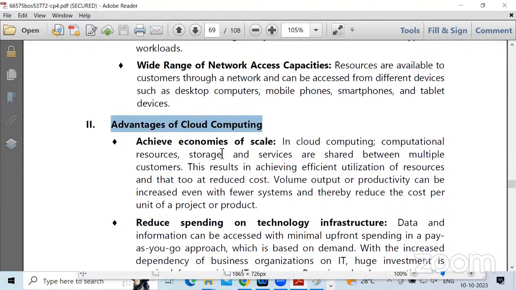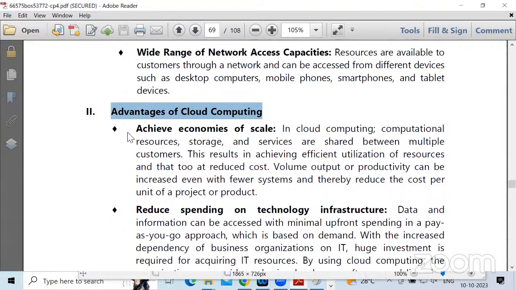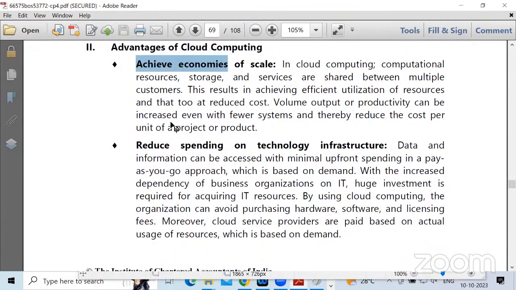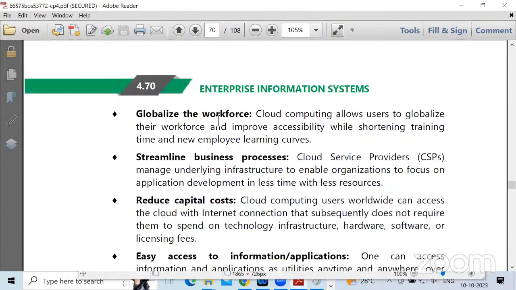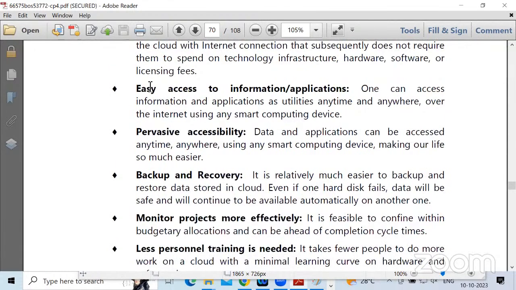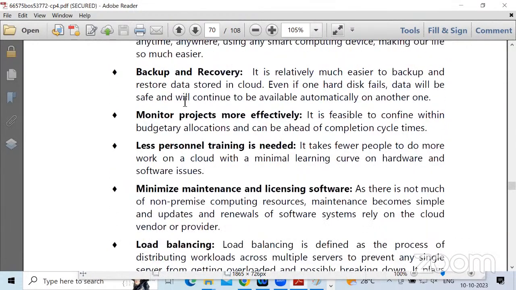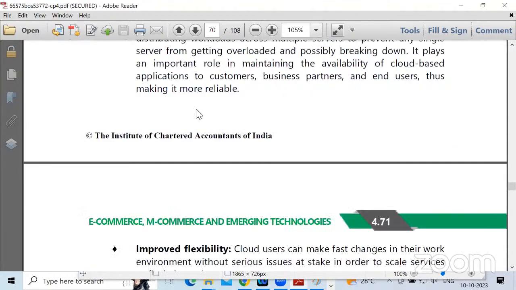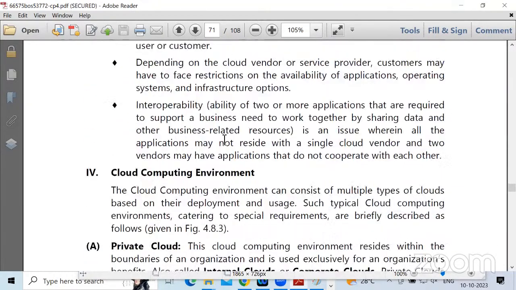What are the merits? You have to mention merits like economies of scale, reduced spending on technology, globalized workforce, streamlined business processes, reduced capital cost. You have to remember the subheadings: pervasive accessibility, backup resiliency, monitoring projects, etc. Demerits also.